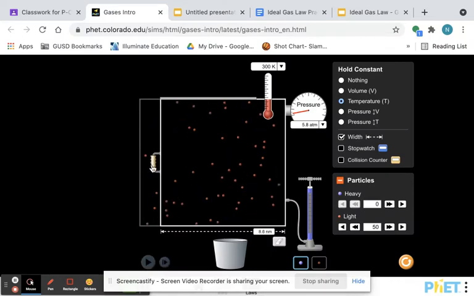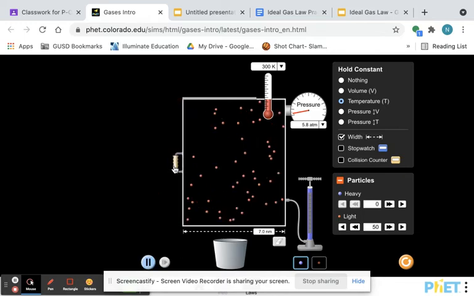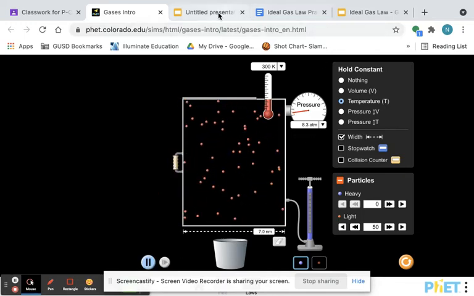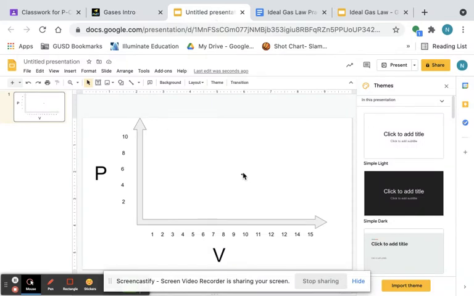So we can make our volume smaller. Let's make a volume of 7. And we can see the pressure jumps to 8.3. So let's make another dot. 7 and 8.3.